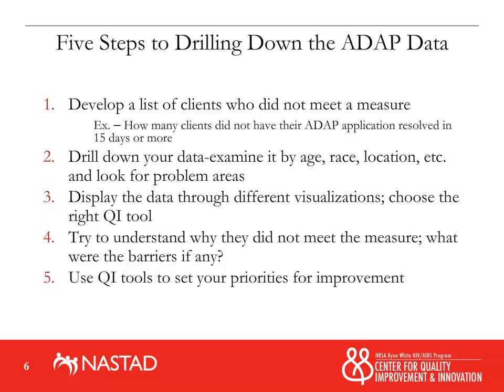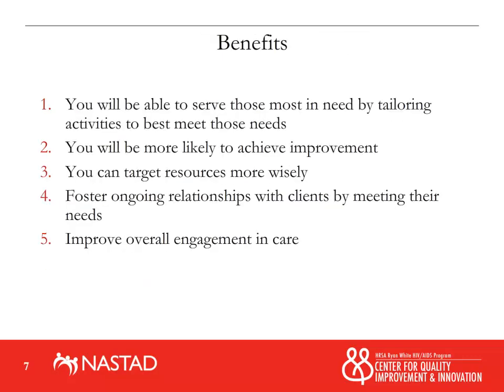Then look at why the folks that you've identified didn't meet the measure. What are their barriers? Who are they? What demographic do they represent? And most importantly, use QI tools to set your priorities for improvement. The benefits to this can't be understated. You'll best be able to serve those most in need by tailoring your activities.